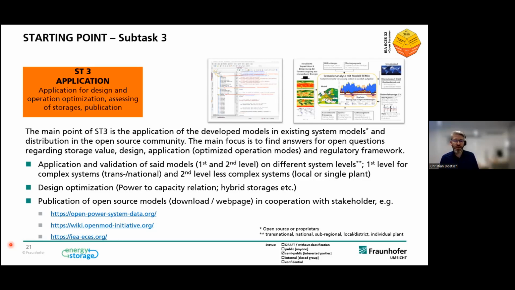There are two reasons to go public with this. On the one hand, we want to reach the public, because if you have your own open source data service, it could be public, but you have no followers. So we want to go to some existing, well-known, very established open source platforms. Some are linked here, like Open Power System Data.org or the Wiki OpenMod Initiative.org. But we want to do this at the end of our task, and not at the moment. For now we have an internal system run by the NSC.